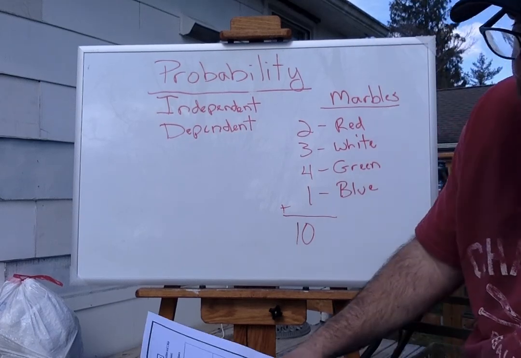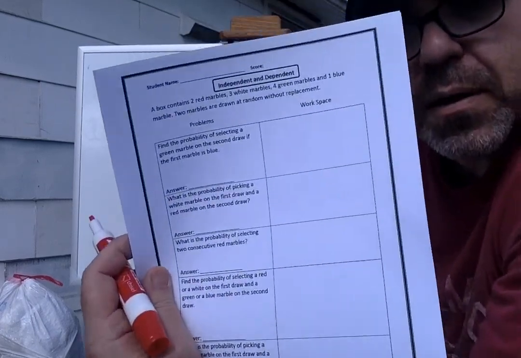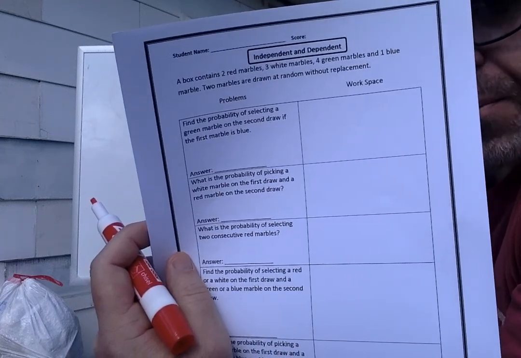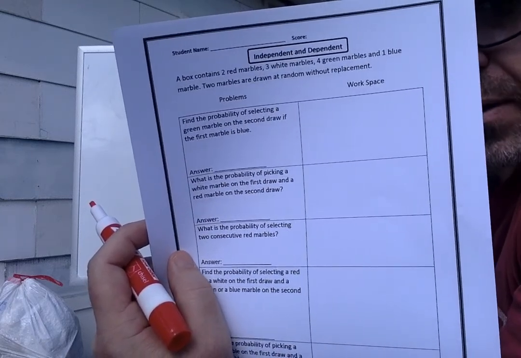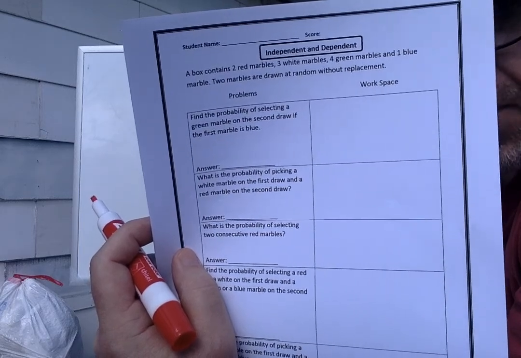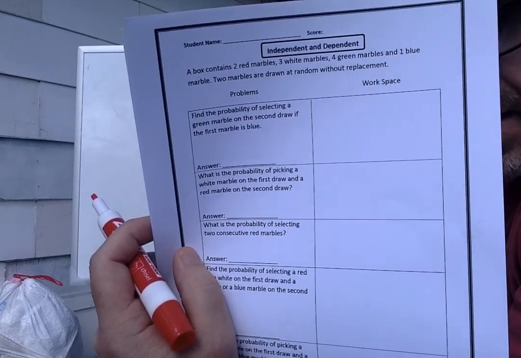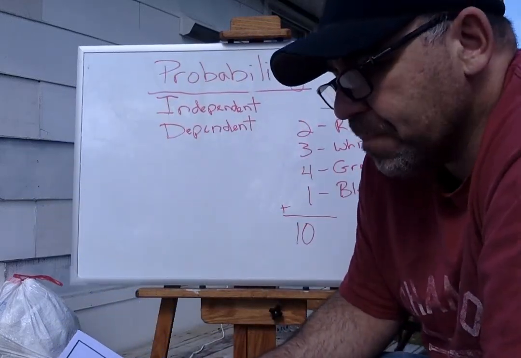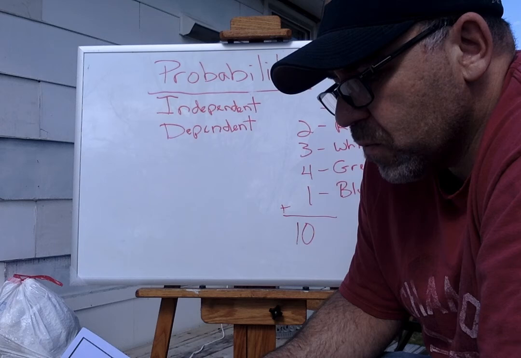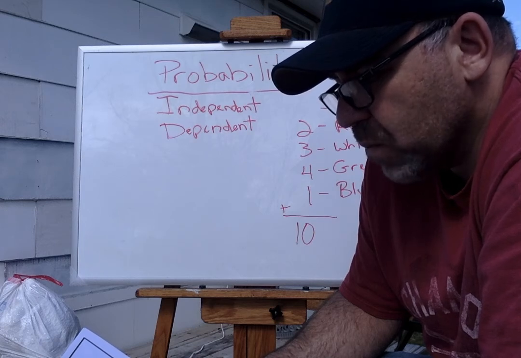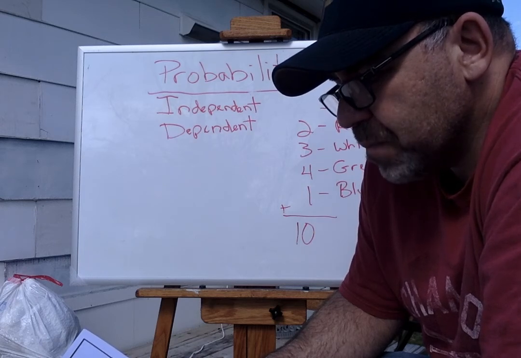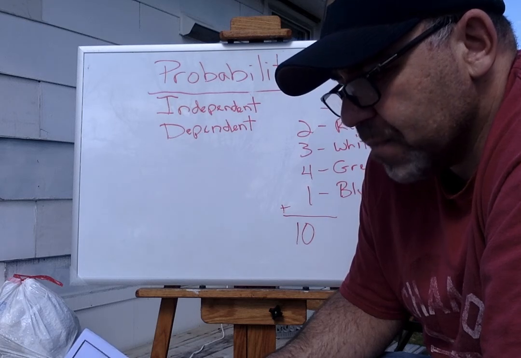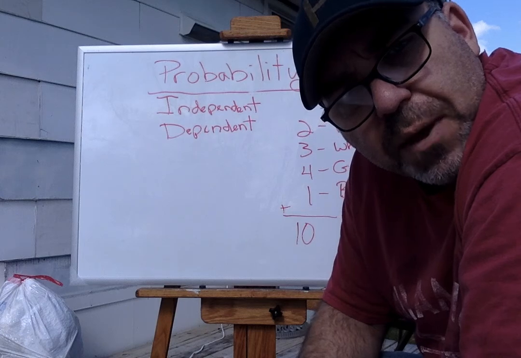Okay, so now we've got this dependent paper out. If you look at the top of the page, it gives you a list of how many different color marbles there are in a bag. The box contains 2 red marbles, 3 white marbles, 4 green marbles, and 1 blue marble. And then it says 2 marbles are drawn at random without replacement. So let's think about this first.